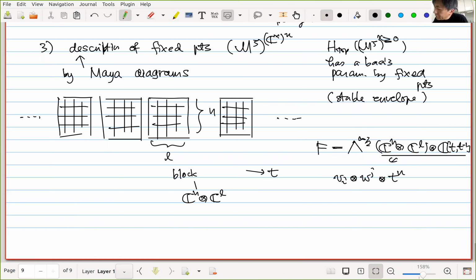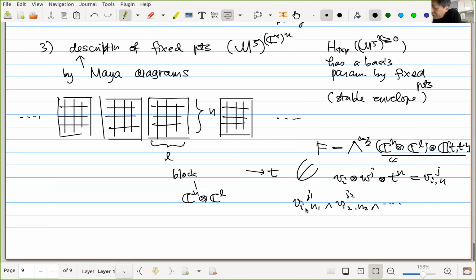And the semi-infinite wedge is denoted by V_i_j_n. So the semi-infinite product of exterior powers is V_i1 j1 n1 wedge V_i2 j2 n2 and so on. So this is a basis of F if I run over all i's and n's.